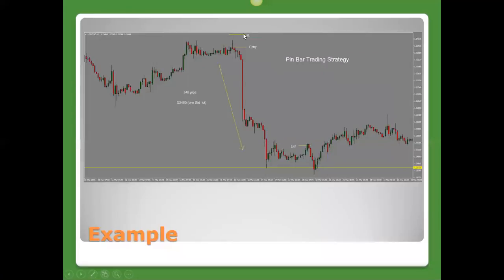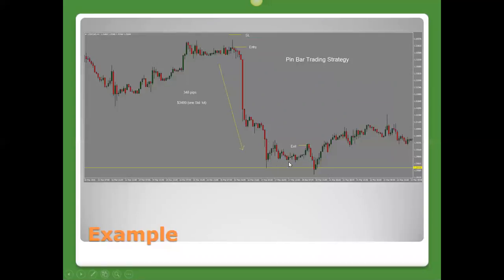So again, you would put your stop loss up there above the high of the tail here, and you're looking for entry short. And in this case, news helped. And as you can see, it dropped 348 pips. So nice big trade. And here again, you're looking for price to show you signs of reversals.